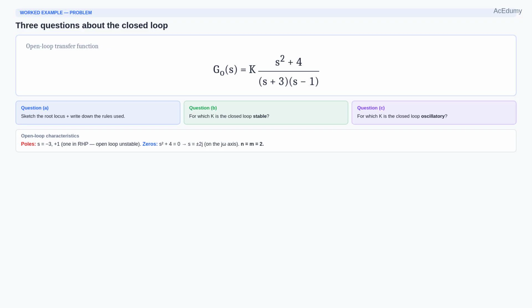Open loop poles, -3 and +1. The pole at +1 is in the right half plane. The open loop is unstable. We want feedback to fix that. Open loop zeros. Solve s squared plus 4 equals 0. S equals plus or minus 2j. Pure imaginary zeros sitting on the j omega axis. 2 open loop poles, 2 open loop zeros. N equals M equals 2.